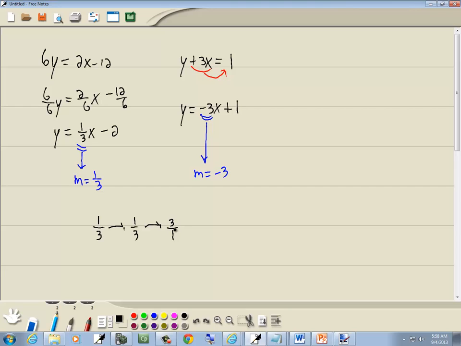Now that's the reciprocal part. Perpendicular lines have slopes that are negative reciprocals. Now after we flip it, then we change its sign. It was a positive 3/1, so now it becomes a negative 3/1. And negative 3/1 gives us negative 3. Now notice this is equal to our other slope. That means they're perpendicular.